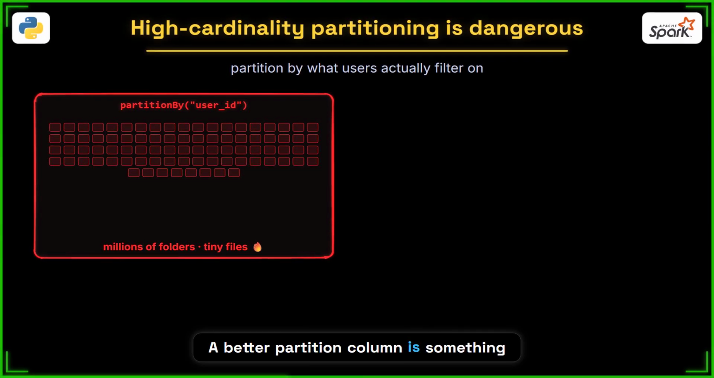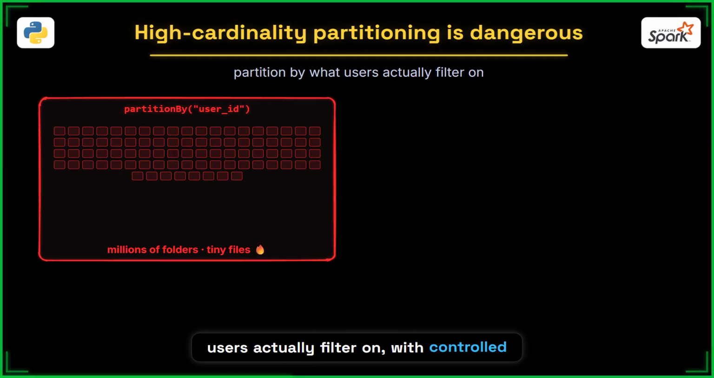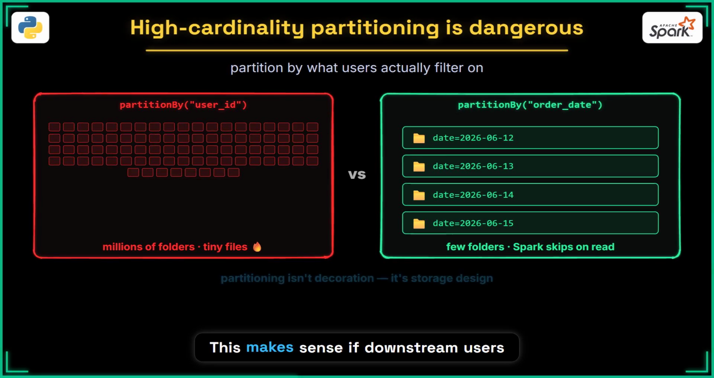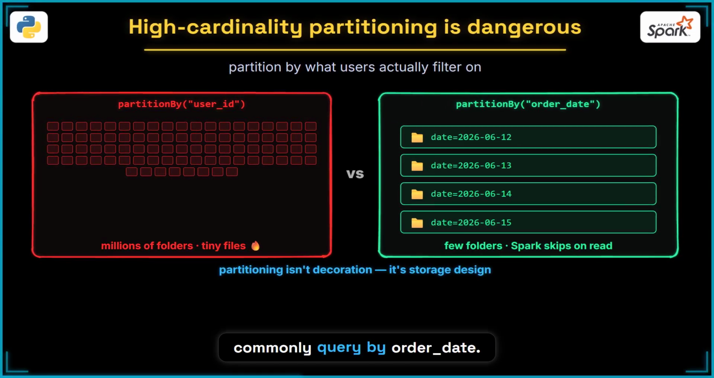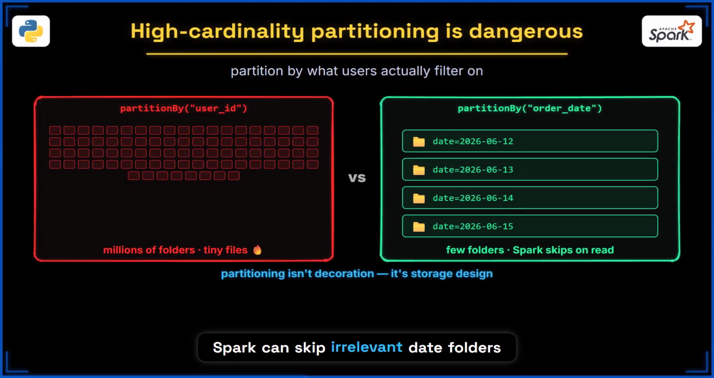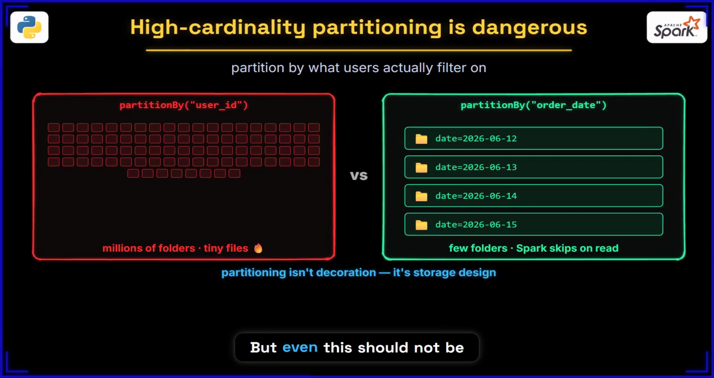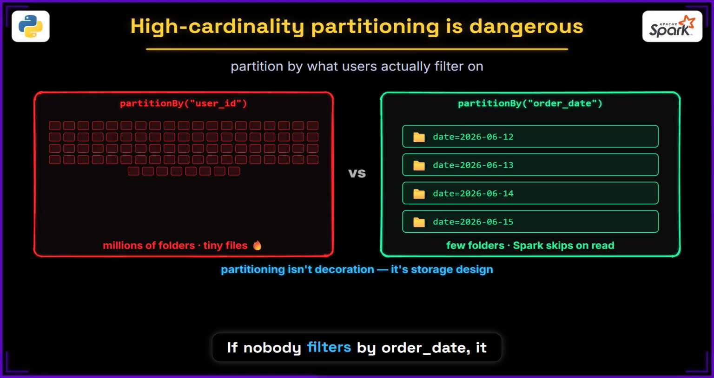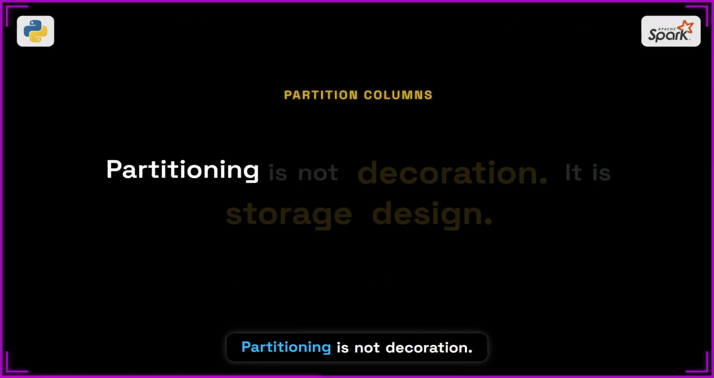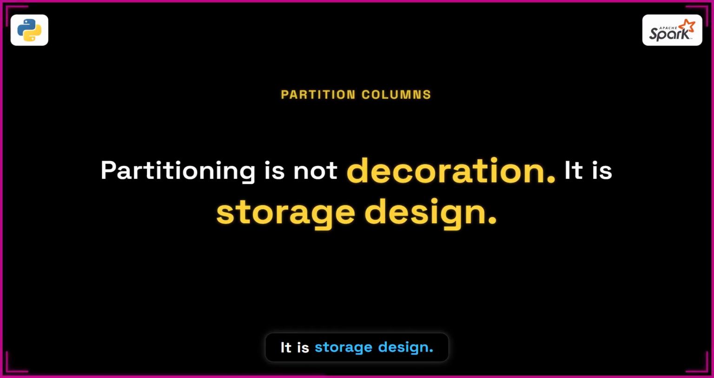A better partition column is something users actually filter on with controlled cardinality. For example, this makes sense if downstream users commonly query by order date. So, Spark can skip irrelevant date folders during future reads. But even this should not be automatic. If nobody filters by order date, it may not help as well. And partitioning is not decoration. It is storage design. Remember that.